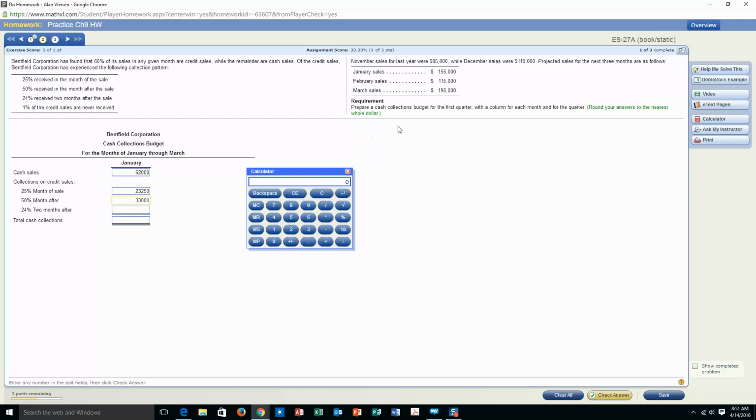And the last one is then I have to go back to November sales because it's 2 months later. I had $85,000 worth of sales. Multiply it by 60%, which is the credit sales again. Then multiply that by 0.24. This will give me the amount of cash that I collected for the November sales.